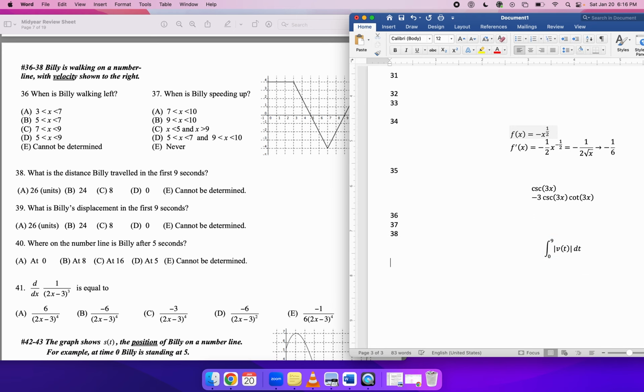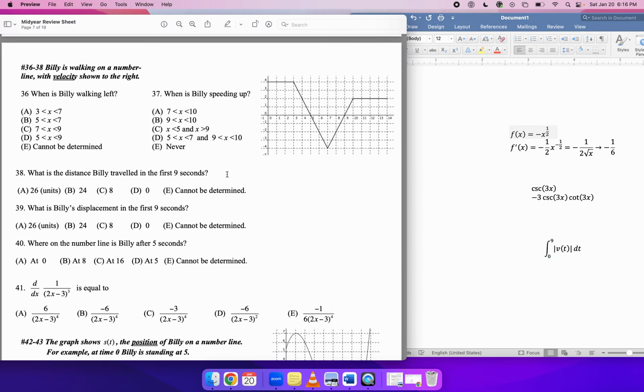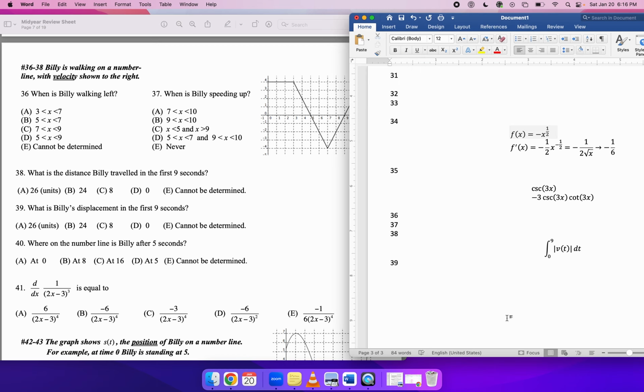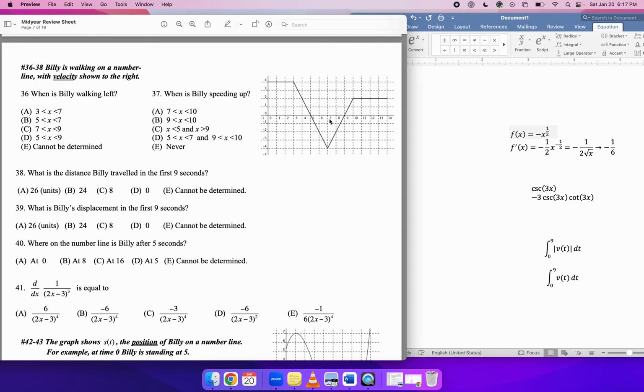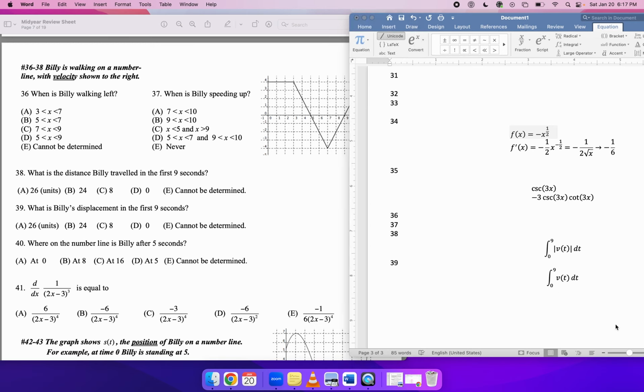39 is almost the same thing as 38, except for displacement. Displacement is the integral of the regular velocity function, not an absolute value, which means this region below the x-axis you actually are going to treat as negative. So find this area, find this area, find this area, but consider this one negative and add them up. That'll give you the displacement.